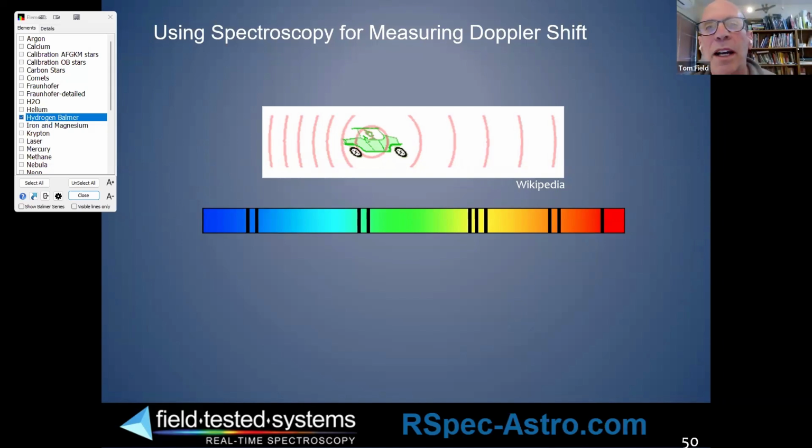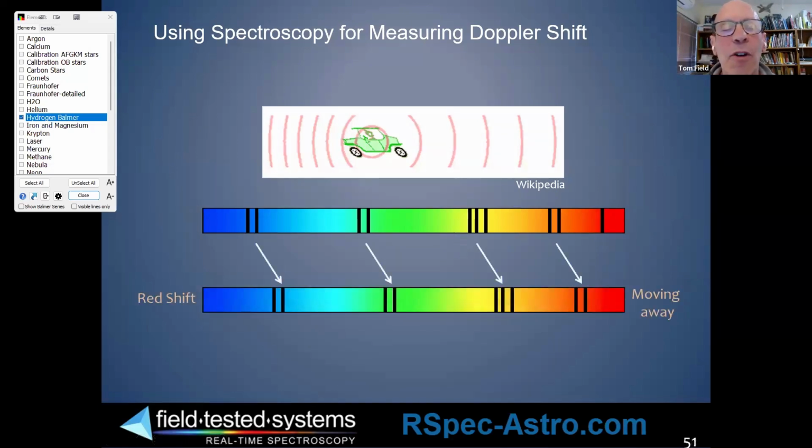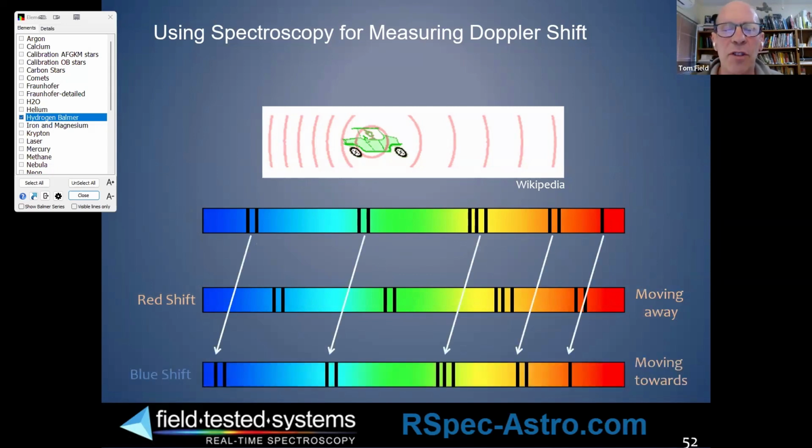Same thing happens with light. So if we're looking for this triplet, I love that word, self-defining more or less. If we're expecting that triplet on a star, and instead we find it over to the right there, we know, like the car's horn, that light has been shifted and it's redshifted. The object's moving away from us. And the same thing if the light is shifted the other direction. Let's look at a real quick example.